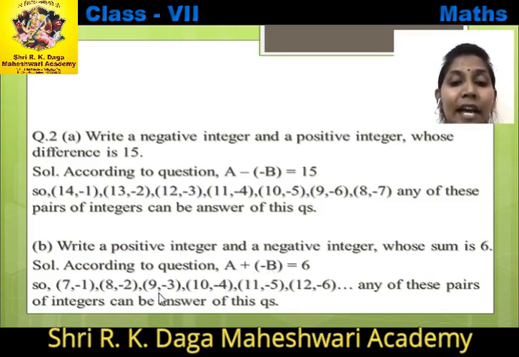9 plus minus 3 equal to 9 minus 3, that is 6. In this way we can find many pairs of integers such that the sum of one positive and one negative integer is equal to 6. So any of these pairs can be the answer to this question.